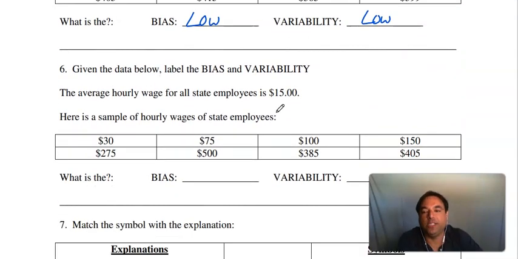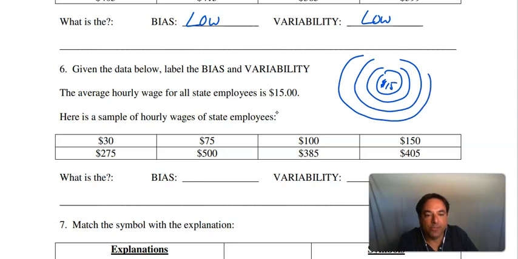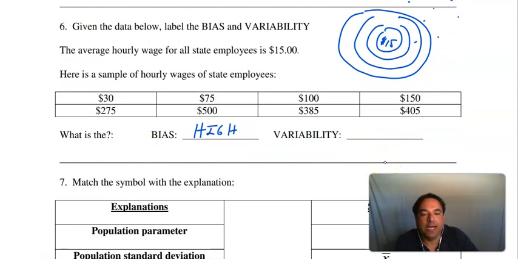If we had the hourly wage for all state employees is $15, the bullseye would be the $15. And then we look at the samples. Notice that the samples 30, 75, 100, 150, 275, 500, 385, 405, they are far from 15 and they are far from each other. So since it's far from the 15, that would be high bias. Since they're far from each other, that would be high variability.